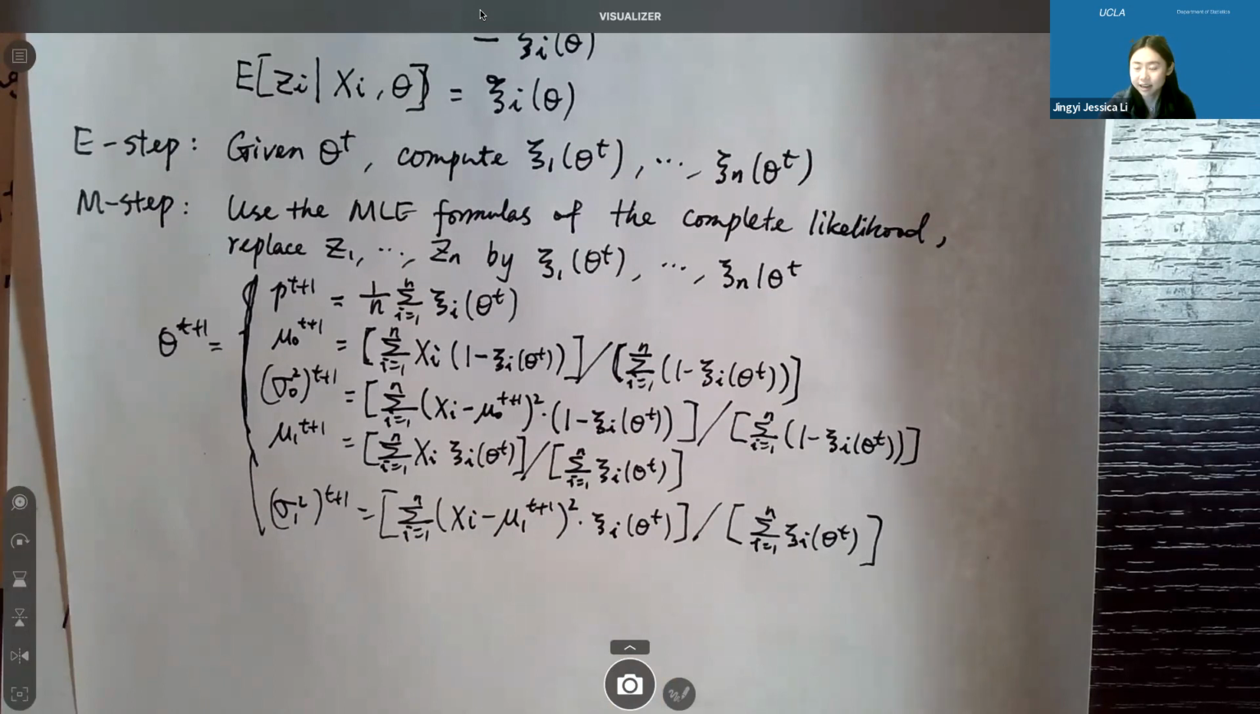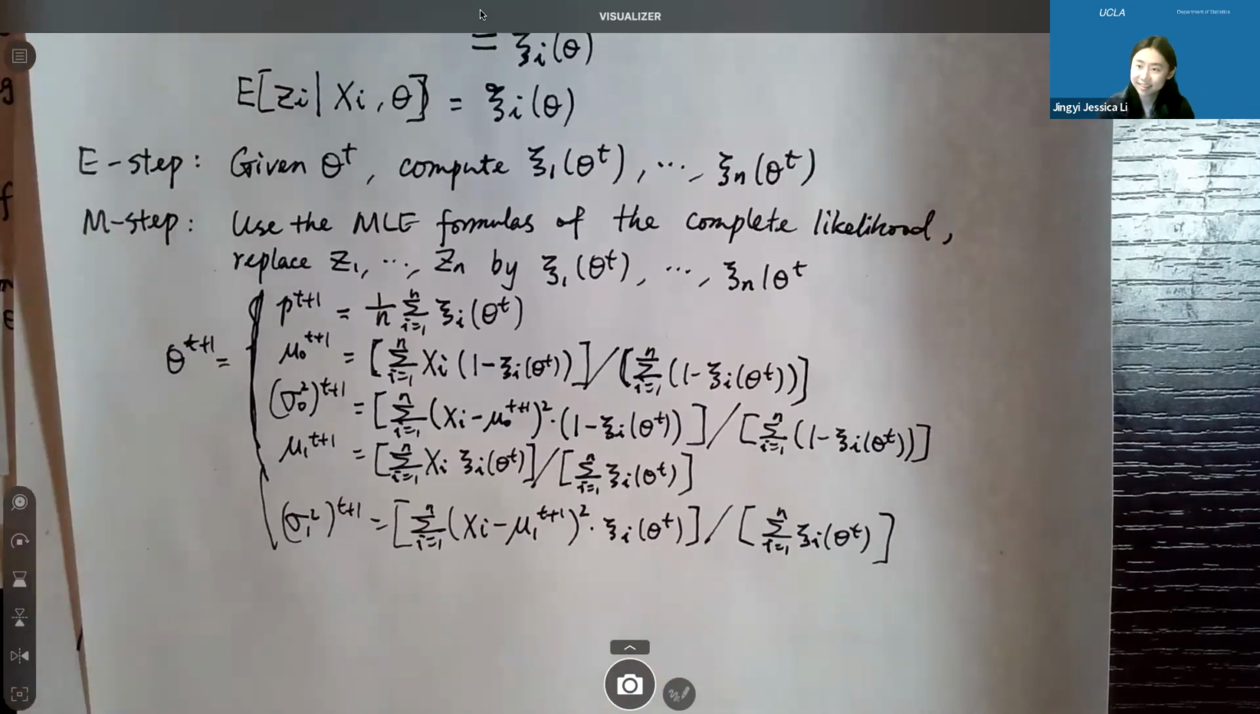So you can see that it's a special case of the MM algorithm. Here we just give you the minorization as the expectation of the log complete likelihood, we ignore that denominator. We just talk about the numerator. And the expectation is with respect to the conditional distribution of z given x and theta t.